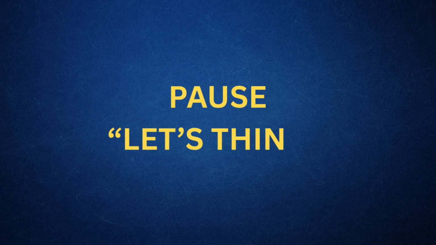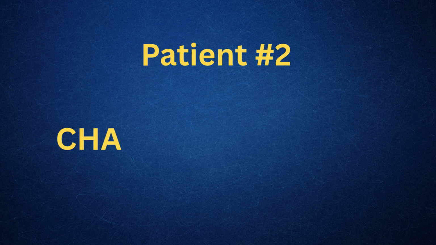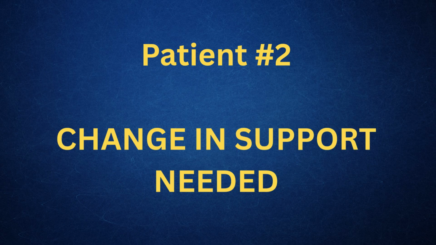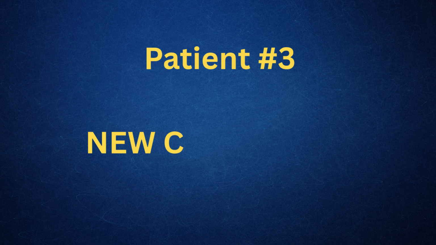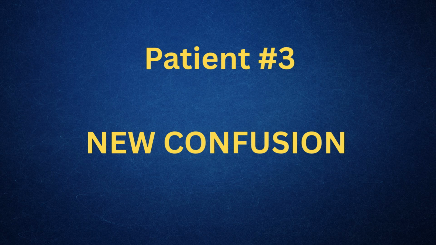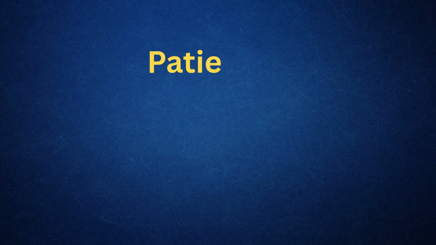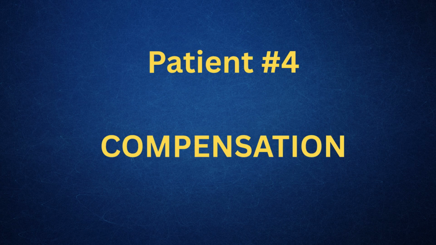Let's apply our first layer of the 4 Ps, or pause, to our 4 patients. So what is the stem of the question really telling me? Let's look for the trajectory. So first we have patient number 2 that increased from 2 to 4 liters of oxygen. That's a change in support. We also want to look for new symptoms. Patient 3 has new confusion. That is a neurologic change. We also want to look for compensation. Patient number 4 has fever and tachycardia that suggest early sepsis, even if they feel fine.